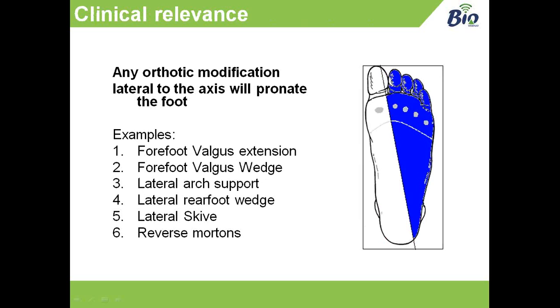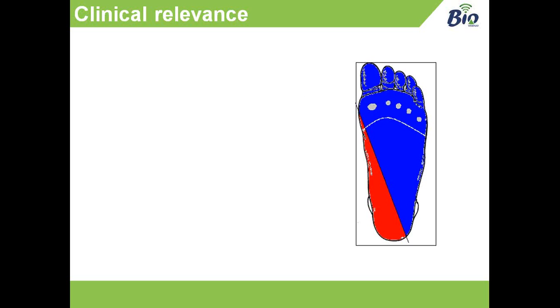Now, if we wanted to tip the foot the other way, or if we wanted to decrease supination forces, then we're pretty much doing the opposite, and we can put anything we want on the lateral side of the foot to then try and pronate it, offload it, or bring the foot in. As I say, I'm being a bit vague with that, but it depends what you're trying to do and what you're trying to treat. But we could put a forefoot valgus extension on there, forefoot valgus wedge, lateral arch support, lateral rear foot wedge, lateral Skive, or reverse Mortons. Not quite so common doing that sort of thing, or treating the foot to try and make it, say, pronate more, but they are prescription methods that we have used at some point.